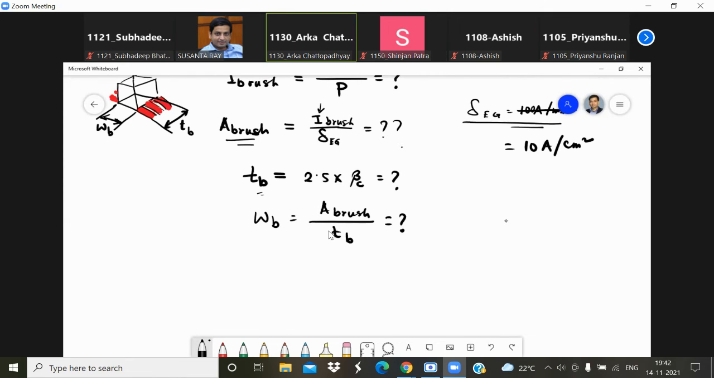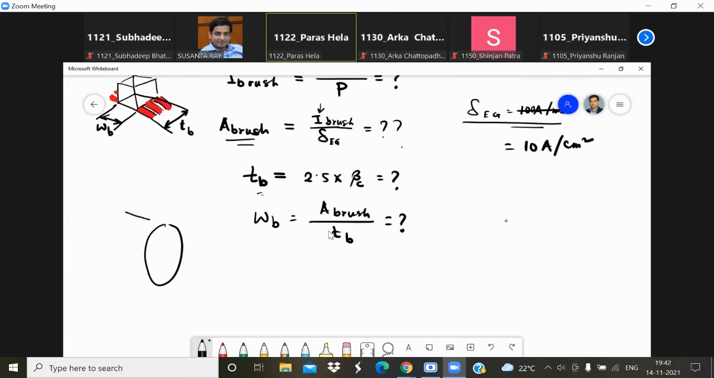Then, sir, for a 20 HP machine, thickness of brush 16.95 mm. Okay. Yes, sir, 16.95 millimeter.